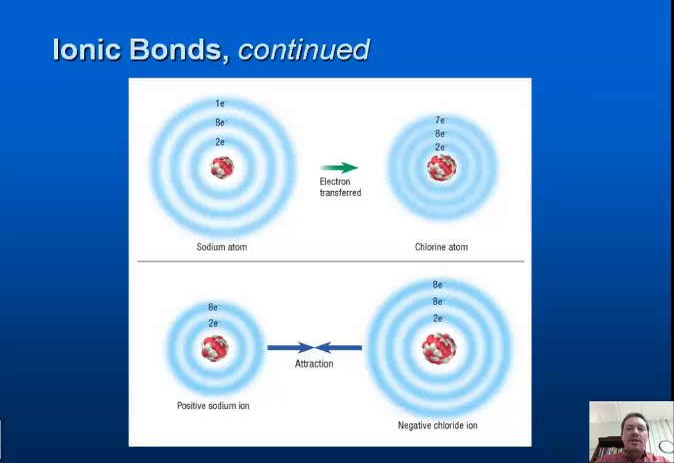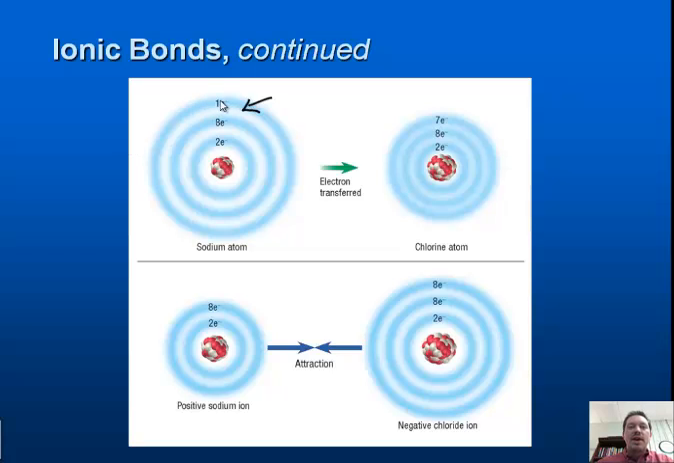So let's look at sodium and chlorine. We're going to make table salt here. If we look at the sodium atom, we can see that we've got an inner ring that has a stable 2 electrons. The next one out has 8. And then in our outermost shell, our valence electrons, we only have 1. What we want in this outer shell is 8. So sodium would like to have a full shell.